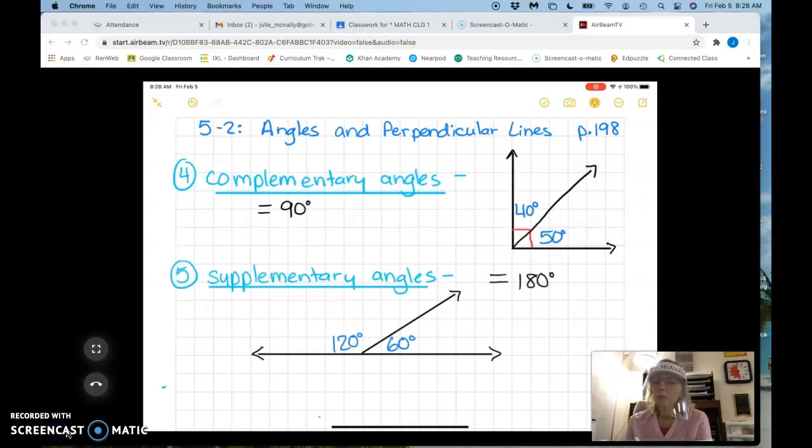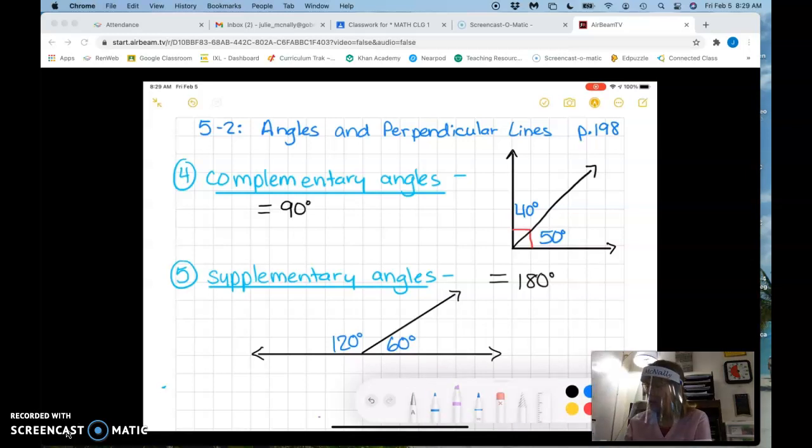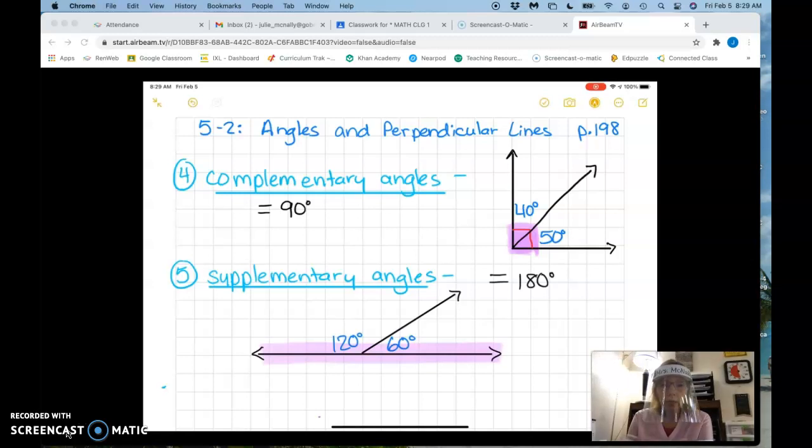All right, so our next two words are complementary angles and supplementary angles. Complementary angles are two angles that add up to equal 90 degrees. And supplementary angles are two angles that add up to equal 180 degrees. So for complementary, you're always going to see this little box in the corner because they equal 90. And for supplementary, the angles are always going to be on a straight line because that equals 180 degrees.